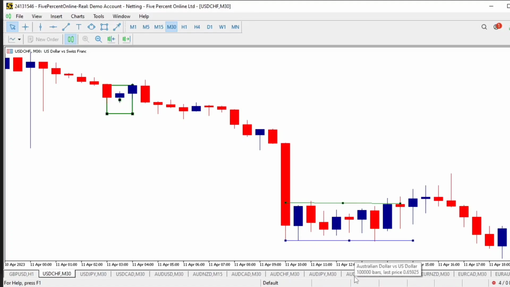Now we're going to look at the bullish principle in the next session. Look at the bullish principle, then we'll look at how to put them together and how to use them in making trading decisions.